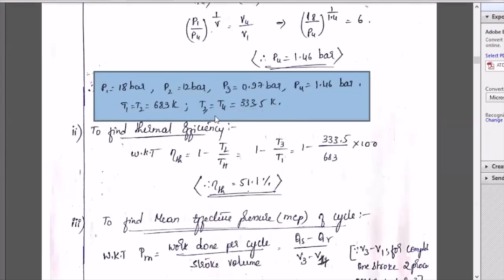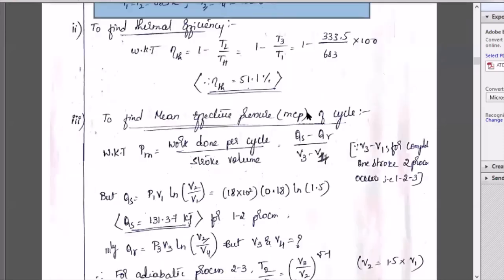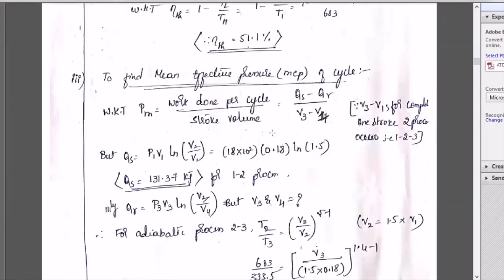Now to find out the thermal efficiency, the formula is known: 1 minus TL by TH, so T3 by T1 is the formula. You know the temperatures, substitute and find out. Mean effective pressure, you have to remember this formula. Mean effective pressure is work done per cycle divided by stroke volume. So why is the formula written this way? What is the work done unit? Work done unit is Newton meter.